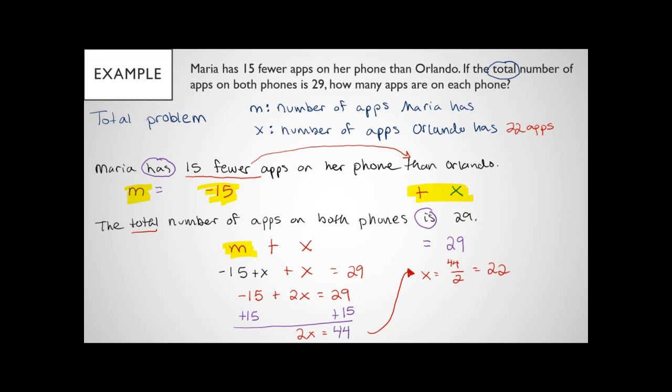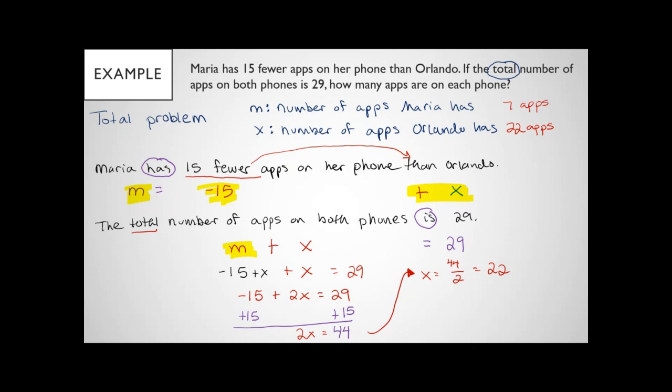Maria has 15 fewer, so all I need to do is subtract 15, which gives me 7 apps. And now when I double check, 7 plus 22 equals 29. So now I know that I've done something right. So this is one of the things when you're problem solving: you want to think, are my numbers making sense? You don't want to just blindly solve. You want to double check. I double checked and I realized, wait, I made an error somewhere.